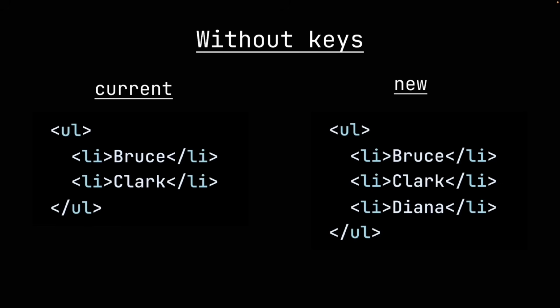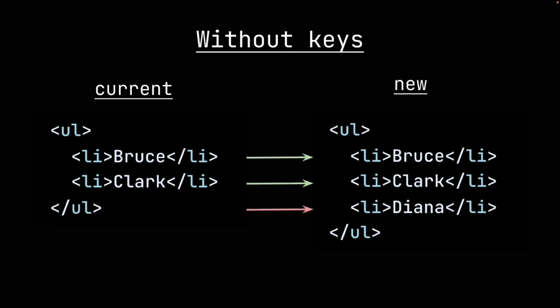React compares the current list with the new list going item by item. Position 1, Bruce in the current list, Bruce in the new list. It's the same, no change needed. Position 2, Clark in the current list, Clark in the new list. No change needed. Position 3, there's nothing in the current list and Diana in the new list. React only adds Diana to the DOM. Bruce and Clark stay exactly where they are. Updating the UI is efficient.